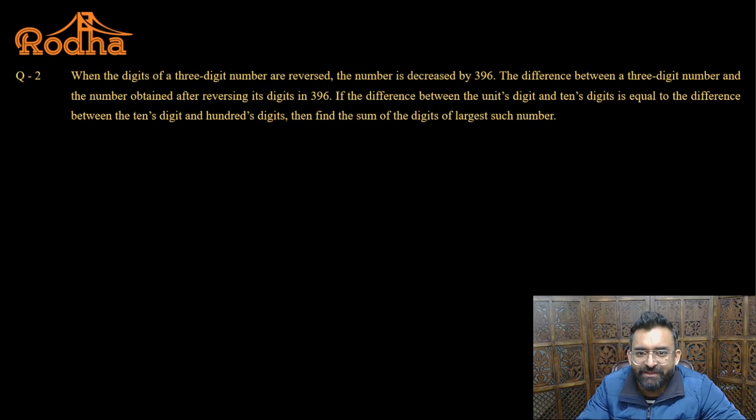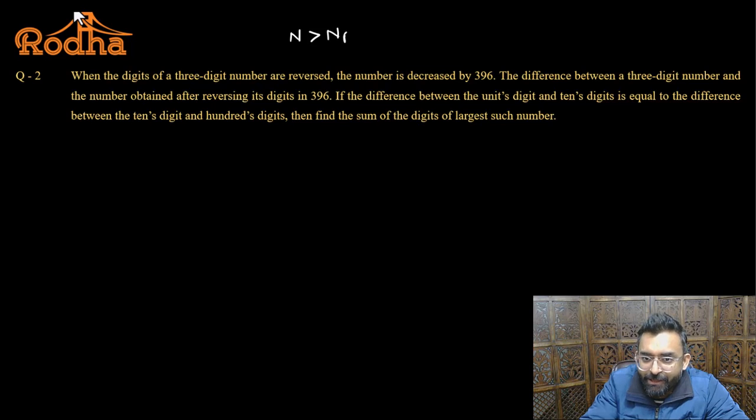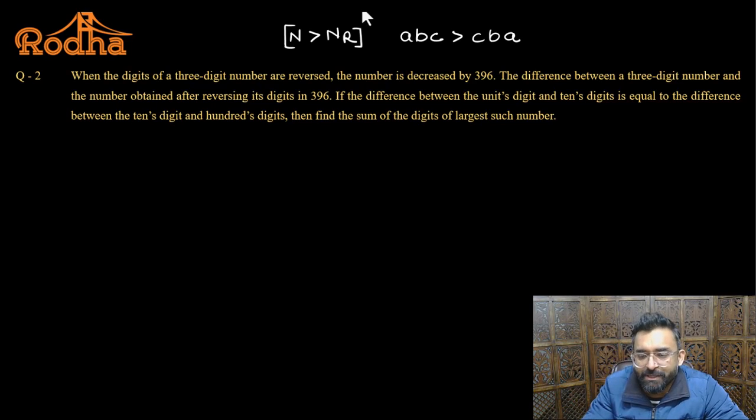When the digits of a 3-digit number are reversed, the number is decreased by 396. Categorically it is mentioned decreased. Decrease means the number N that I have is more than the number obtained after reversing the digits. So if the number is ABC, that is more than CBA. Okay, that's what we have. So I can say the difference is 396. I can start making the equation directly.